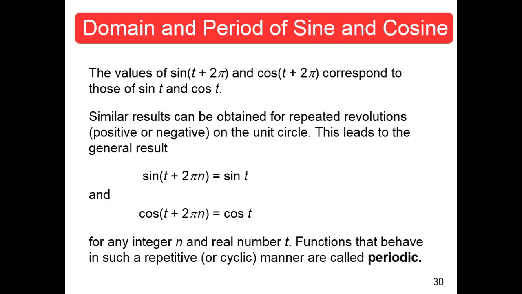Okay. And for any integer n, positive or negative or 0, and real number t, the functions that behave in such a fashion, you then say they're repetitive or cyclic. They're also called periodic functions. And all of your trig functions are periodic functions. Sine and cosine especially, we use those all the time. And the period is whatever that multiple is, 2 pi.